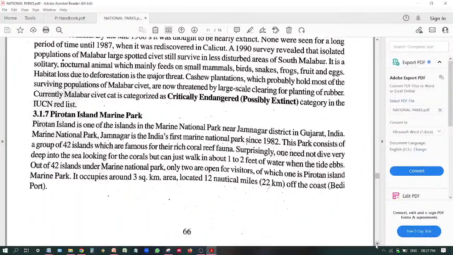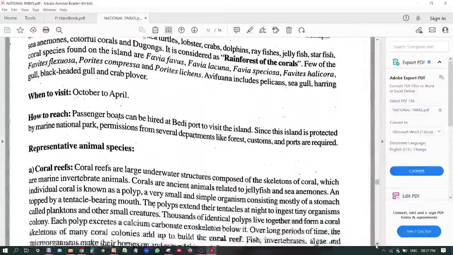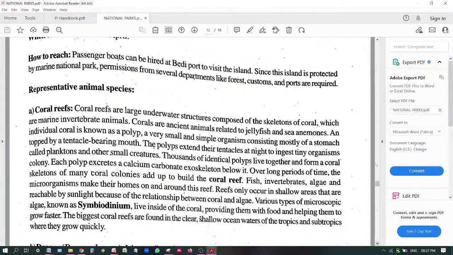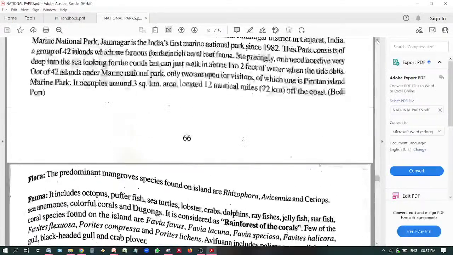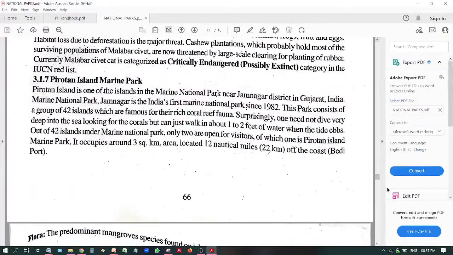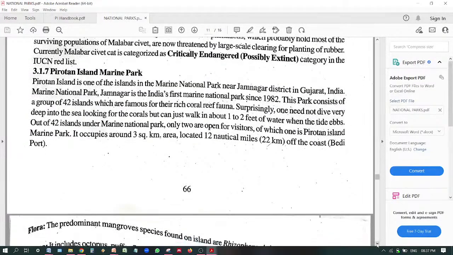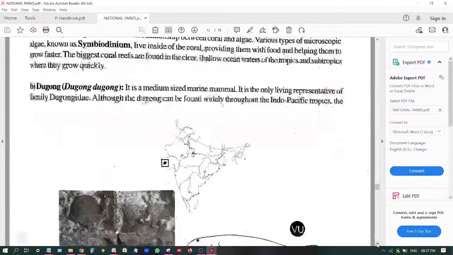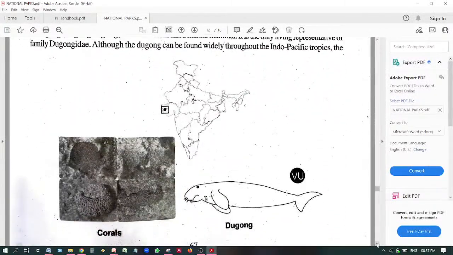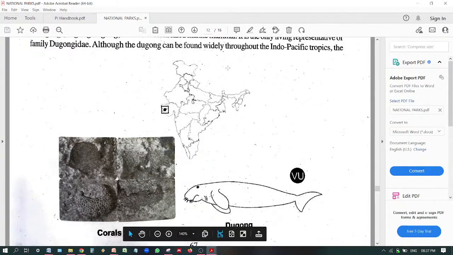Pirotan Island Marine Park. This is in Gujarat. Now coral reefs. See, if I talk about Gir, it was somewhere here, and this is somewhere on the west side. And the next is the dugong, which is vulnerable.